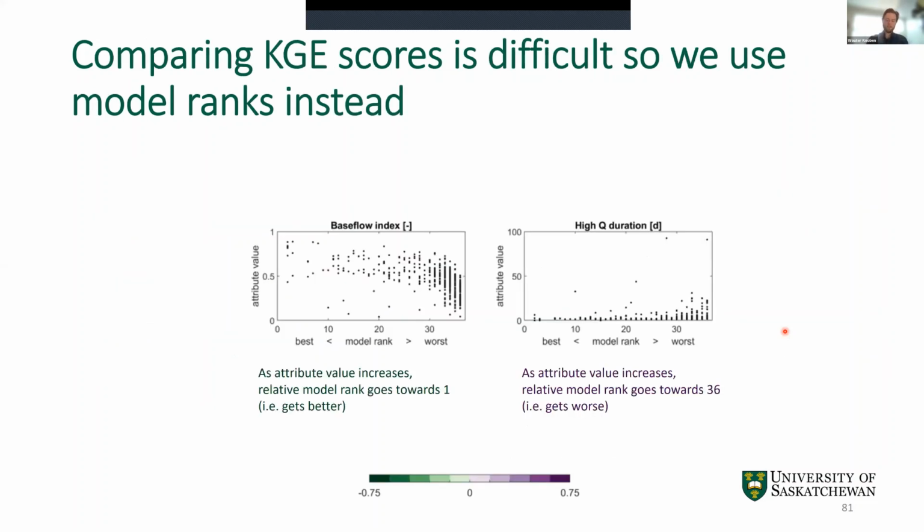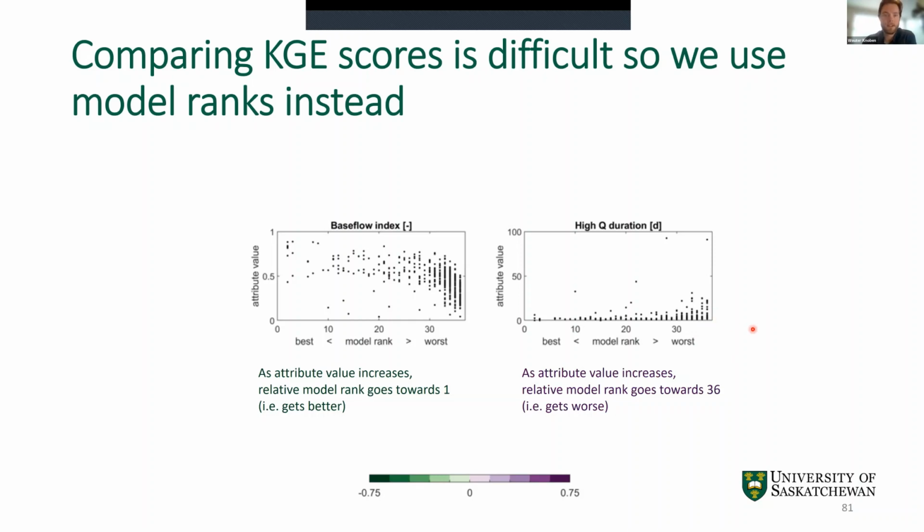Now, the CAMELS dataset gives us a lot of information about catchments, right? There's about 50 attributes that are divided among different categories. And what we did is a simple correlation analysis and see how model ranks, because we don't like comparing KGE scores because of that benchmarking issue. So how model ranks change and correlate based on all these individual attributes. And what we see here is that as the base flow attribute goes up, this model tends to rank in the lower regions, so towards one, so becomes one of the better choices. And if this high flow duration attribute goes up, this model starts to do much worse.